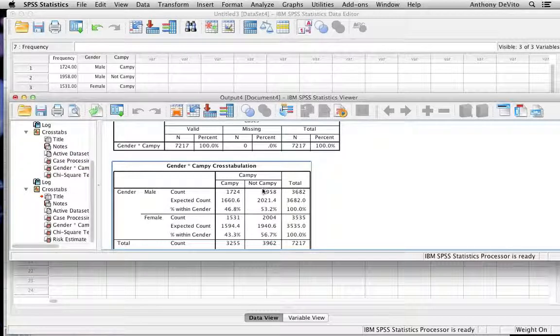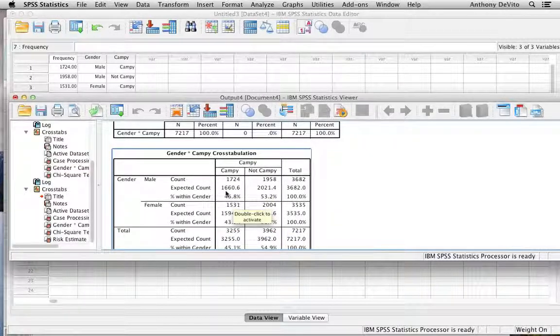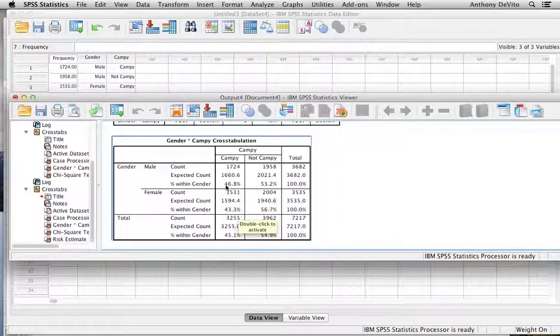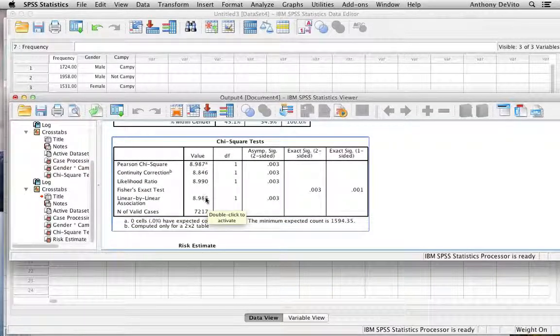This was our observed values. It also calculated the expected count, and it does that for all four cells. It found that 46% of the male foodborne illness was due to Campy, and 43% of the female illness was due to Campy. So your relative risk is 46 over 43, or roughly 1.1. Males are about 10% more likely to be infected with Campy than females are if they have foodborne illness.